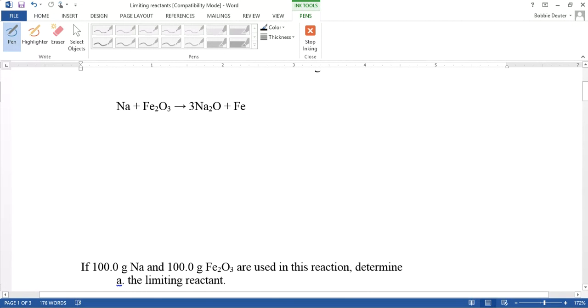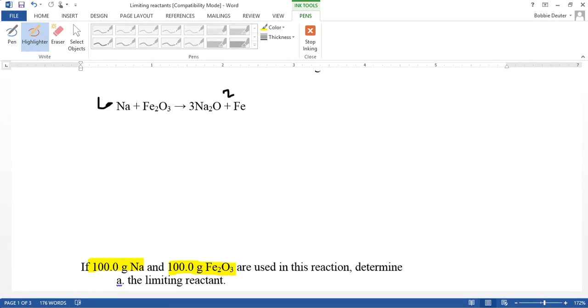So let's balance this chemical equation. No, it's not balanced quite yet. We need to put a 6 here and a 2 in front of the iron. So now we have a balanced chemical equation. Now they gave us some things, so let's look at what they gave us right here. We have 100 grams of sodium and 100 grams of iron oxide. We don't know which one is going to be the limiting, so we have to determine that.